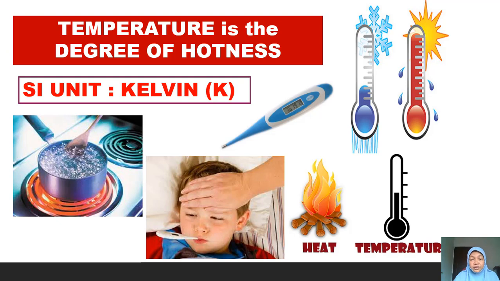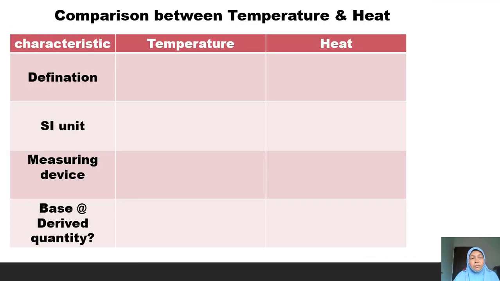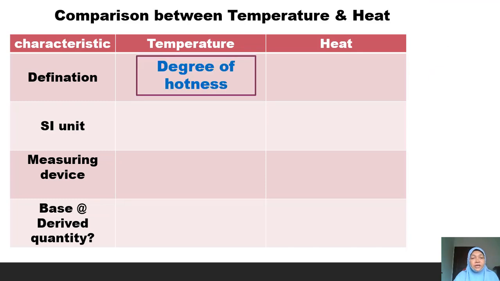So the SI unit for temperature is Kelvin. Normally we use degrees Celsius, right? But for the SI unit for temperature, we use the unit of Kelvin. So we will learn this later on. Okay, so now we compare between temperature and heat. Okay, the first one, definition. Temperature is degree of hotness, while heat is a form of energy.